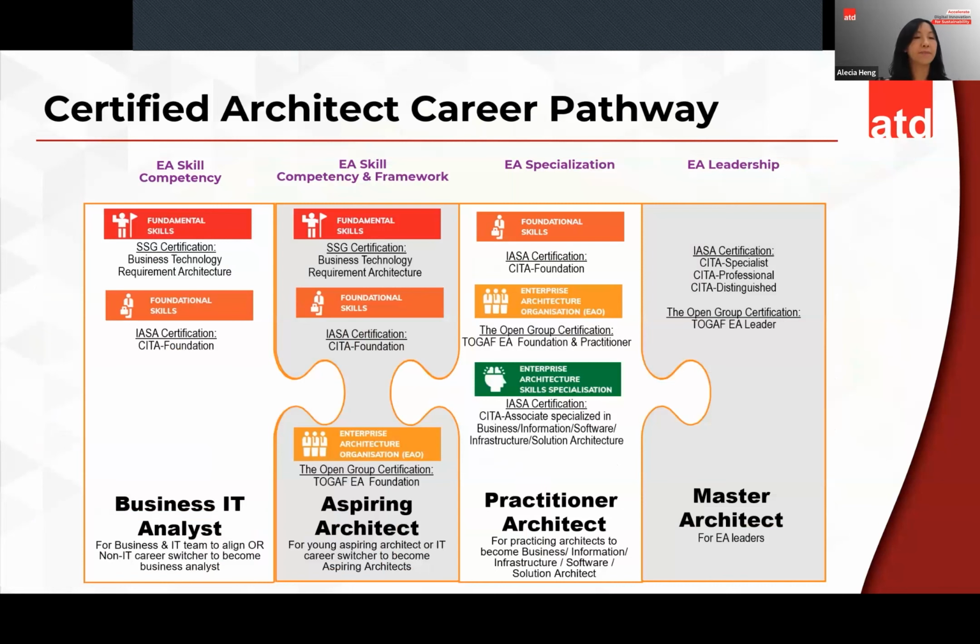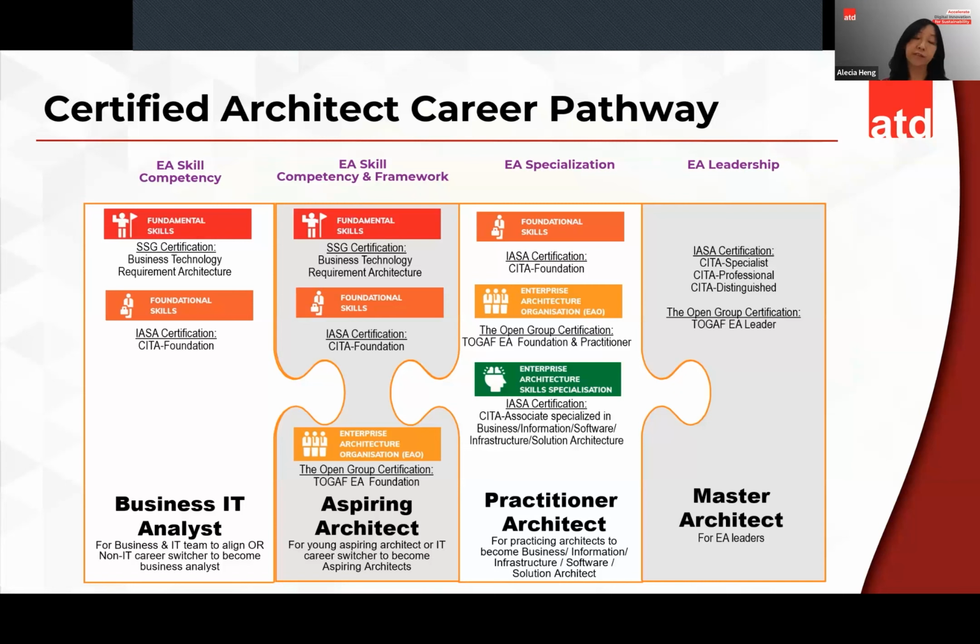As you can see, the BTRA is suitable for anyone, for business and IT teams who need to align, or for anyone who wants to switch their career path to become a business analyst, right? It is also applicable for all the aspiring architects who want to be an architect in the near future. So this is something that they can learn.